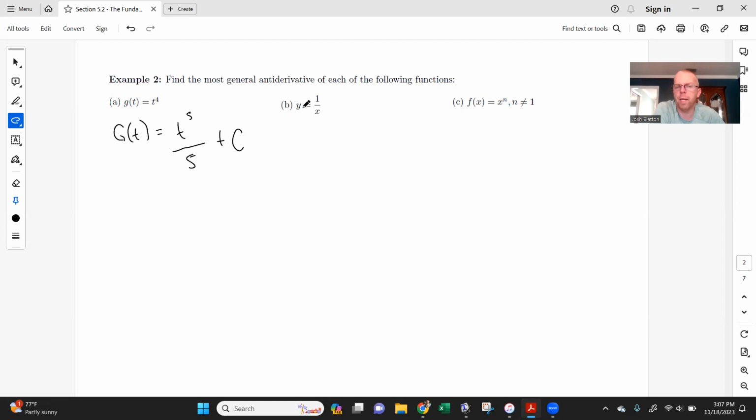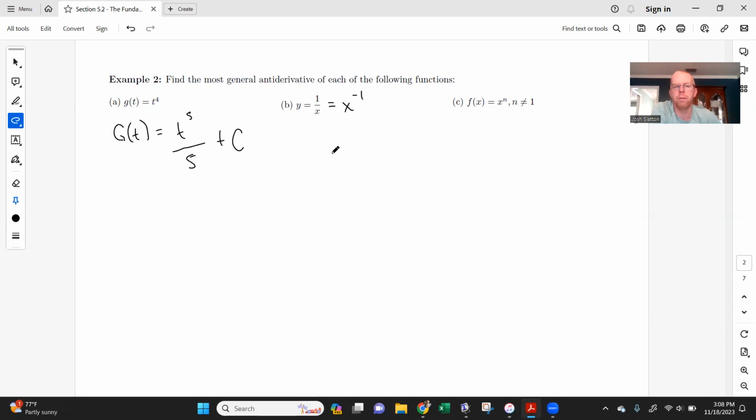All right, so b is y equals 1 over x. So we could rewrite this as x to the negative 1. Now, the problem here is if we do the rule that we talked about for this one and the previous one, add 1 to the exponent, for this one we get 0. And then, of course, we cannot divide by 0, so we're dividing by the new exponent. We can't divide by 0. So that doesn't work. But do you know any functions whose derivative is 1 over x? Hopefully you do. The derivative of ln of x is 1 over x.